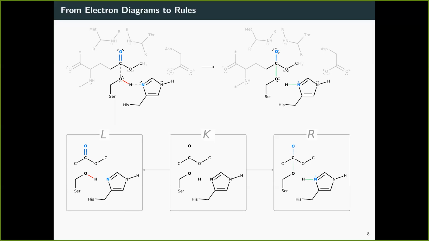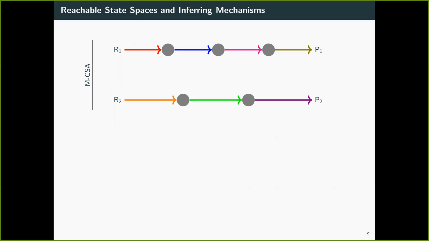Now, using this approach, we can construct a set of rules, given some electron pushing diagram. And each step of a mechanism produces exactly one rule. And we can use these rules to represent each mechanism in the MCSA as a sequence of rule applications converting the reactants into the products. Here, each colored arrow is a rule corresponding to the step, and each node is an intermediate molecule. We can take each of such rules and put them in a set and declare that these rules can be used to model enzymatic mechanisms in general.